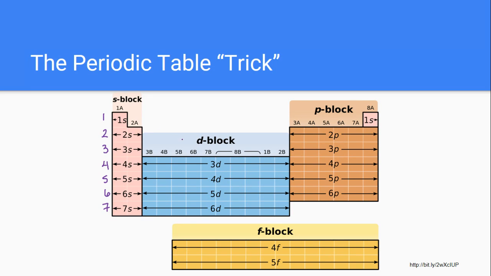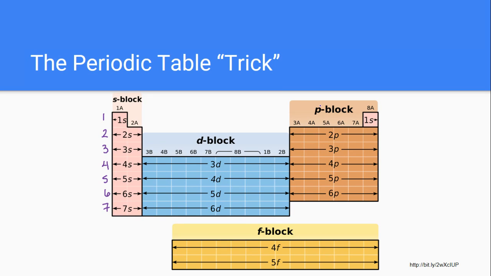The middle section, we'll learn the name of this later, but this middle section in blue is referred to as the D block. These are D filling elements. The P block is over here to the right. It's the other tall group. There are 6 of them. It's referred to as the P block.